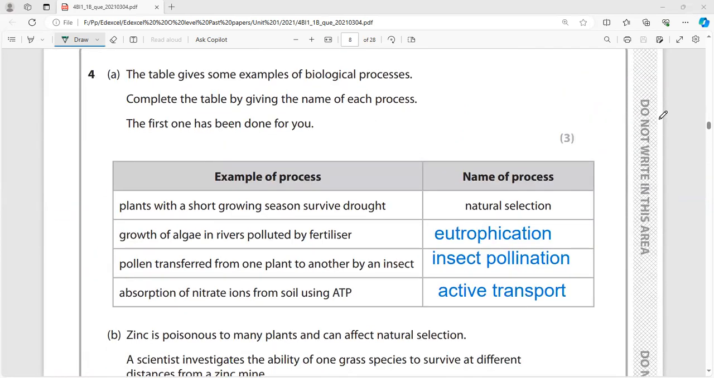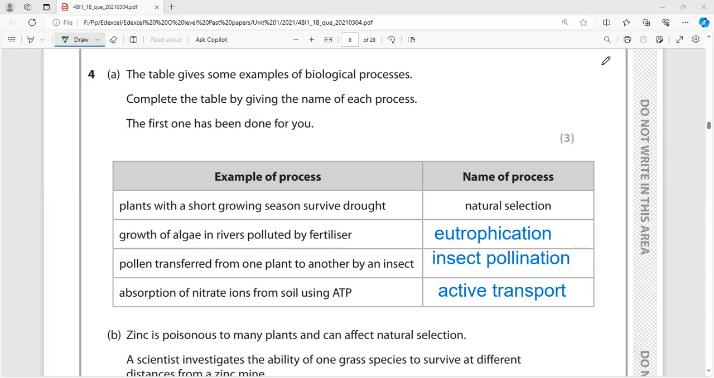The table gives some examples of biological processes. Complete the table to give the name of each process. The first one has been done for you. Examples of the process are given there and you need to suggest the name of the process. For example, the plant with the short growing season that can survive droughts. If the plant can easily survive the drought and adjust to the given environment by selection pressure, that is natural selection.